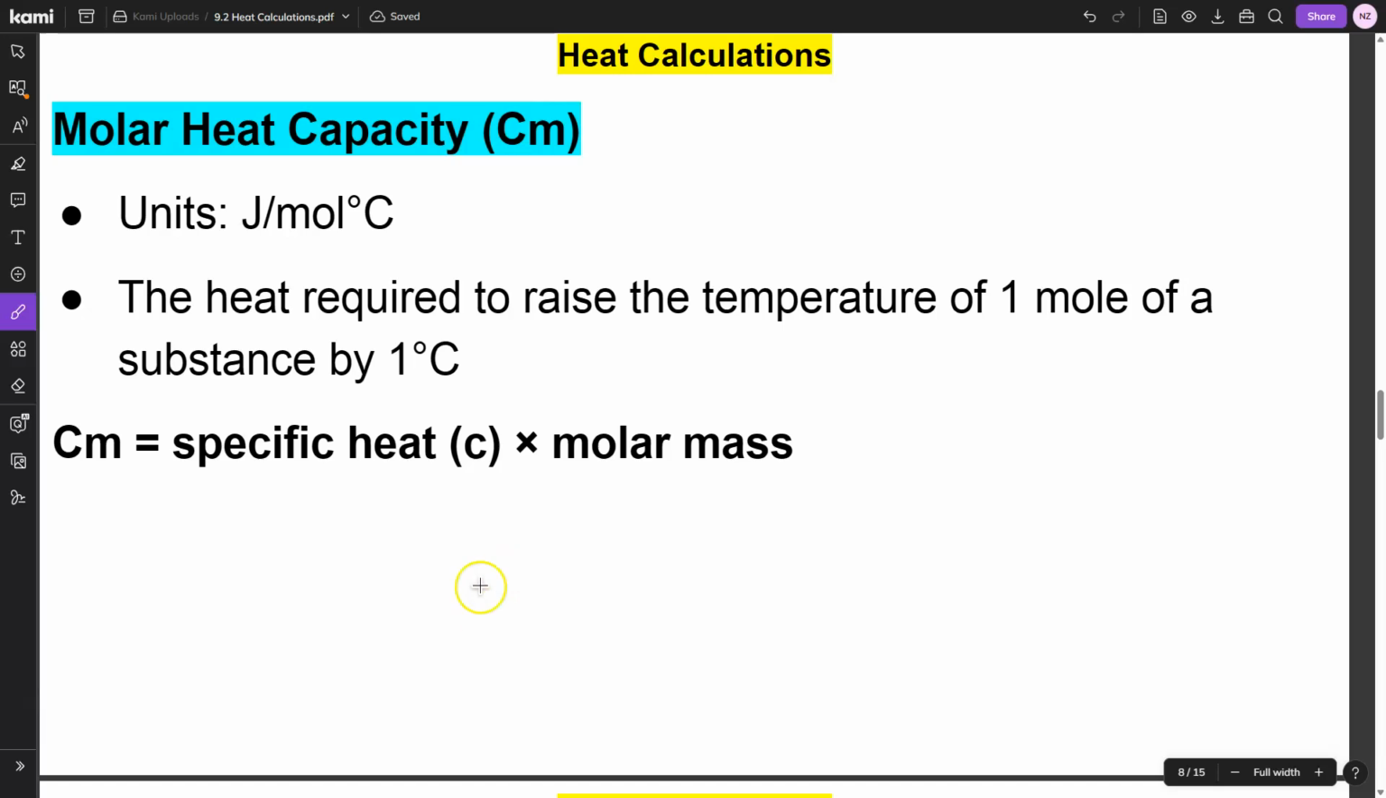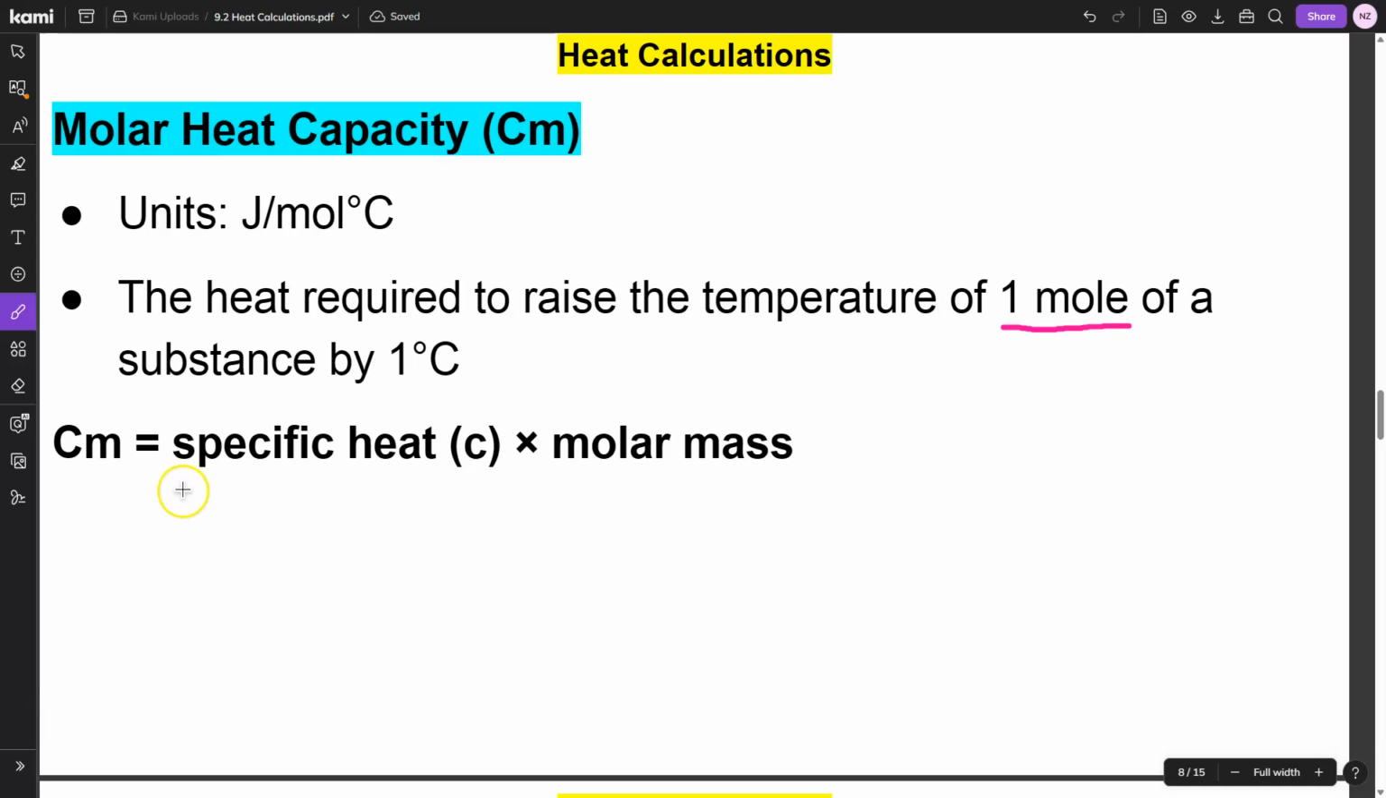Okay, so molar heat capacity, or C_m, uses the units joules over moles times degrees Celsius. So instead of using grams, we're going to be using moles here. This is the heat required to raise the temperature of 1 mole of a substance by 1 degree Celsius.